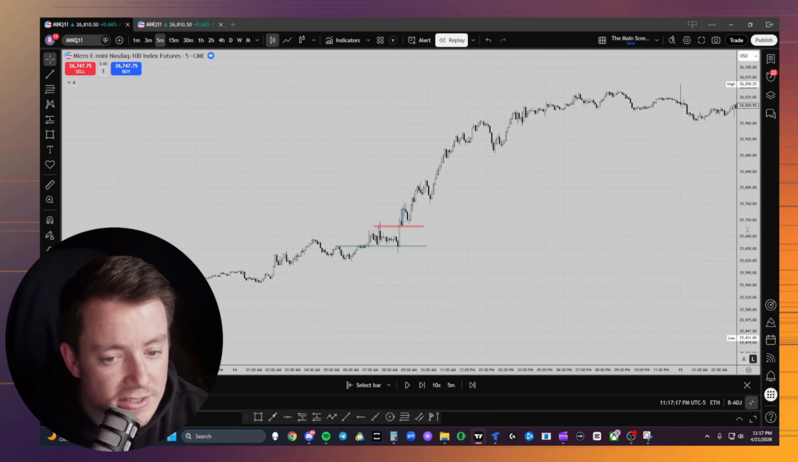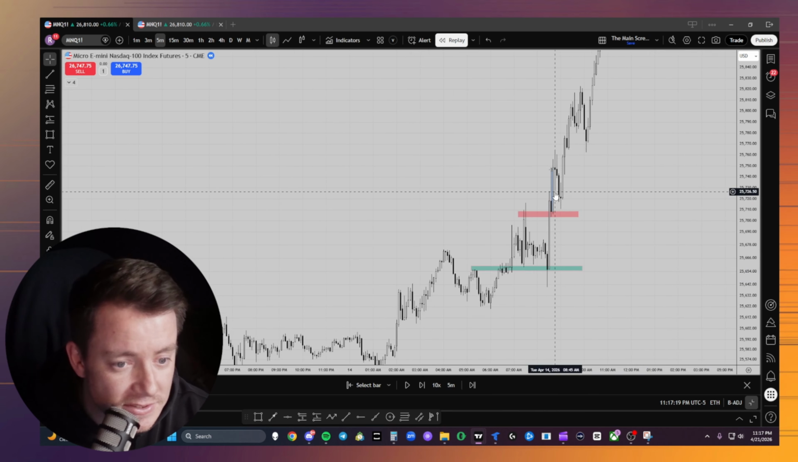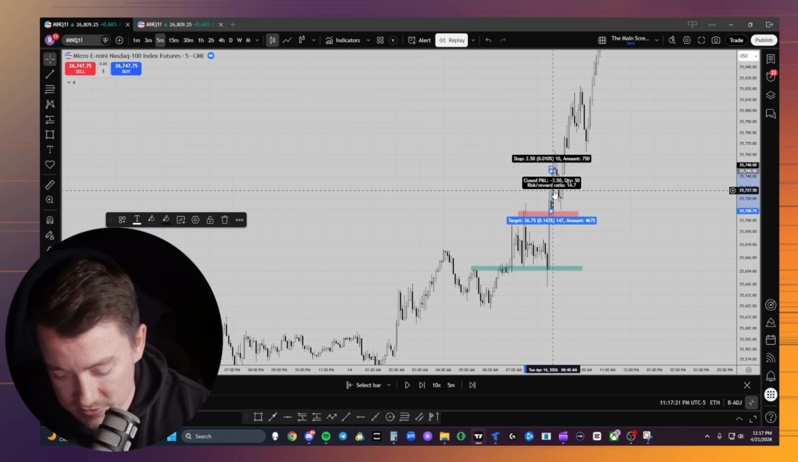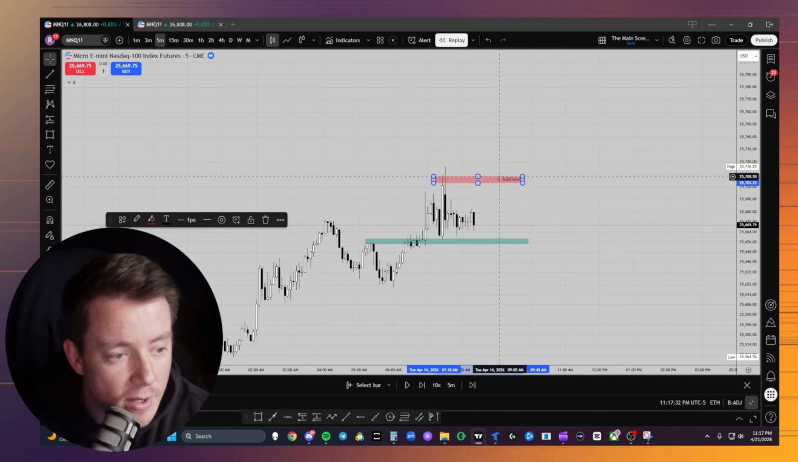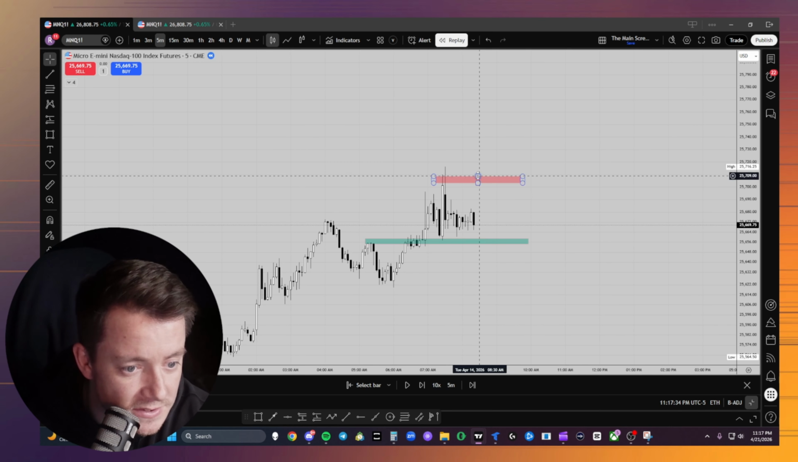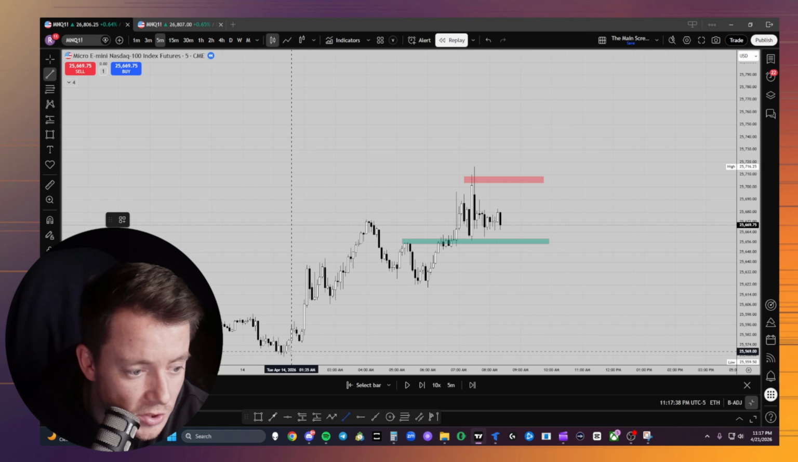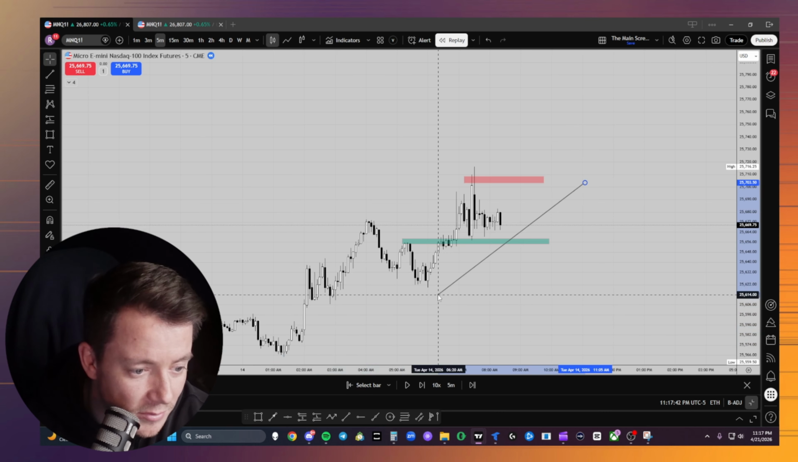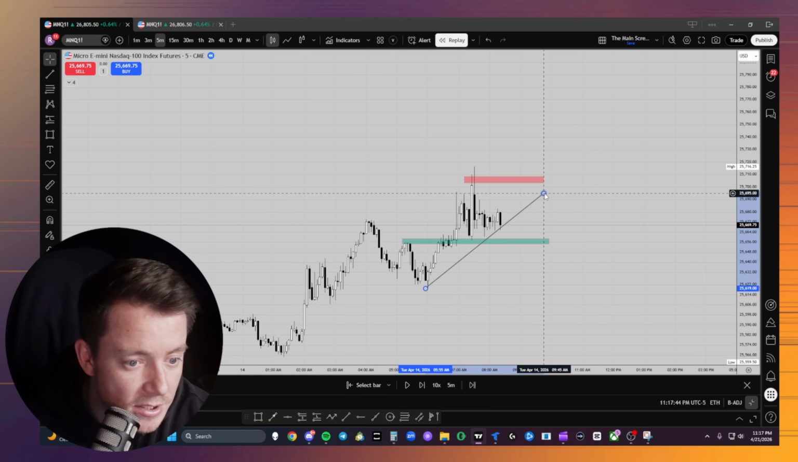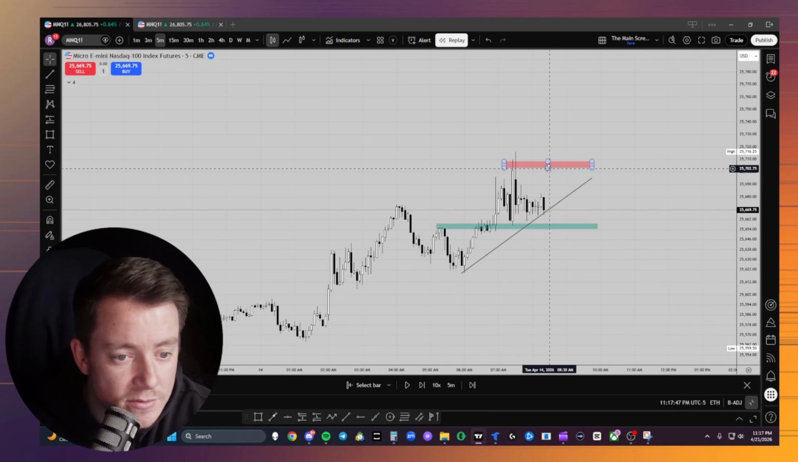But let's just see exactly what happens here because as you can see, I actually have this marked out as well. So let's go to replay mode again. This is going to be 8:25. So I marked off this resistance. We had resistance here, and then I marked off this support right here. Now, something else that you could do as well, I do see this trend line here. You can mark this off. Really, I would probably leave it like this. Now, let's see what happens once 8:30 opens.